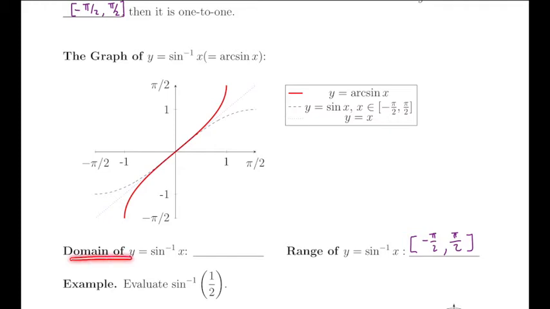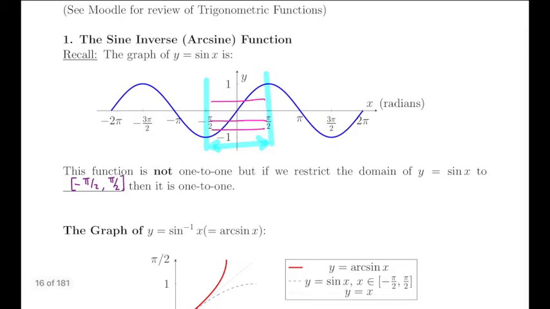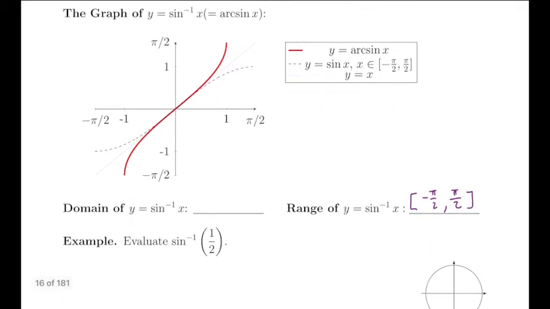Now, the domain of arcsine is the range of sine. Well, if you look back to the sine graph here, the range is from -1 to 1. So that is the domain of your inverse, including -1 and 1, so square brackets on both sides. And again, you can verify that that is the case by looking at the graph here. The domain is the x values, and it does go from -1 to 1.